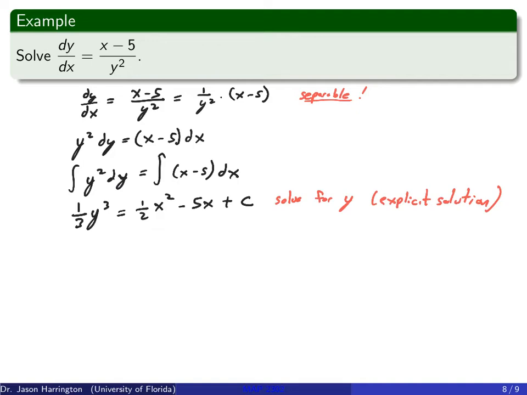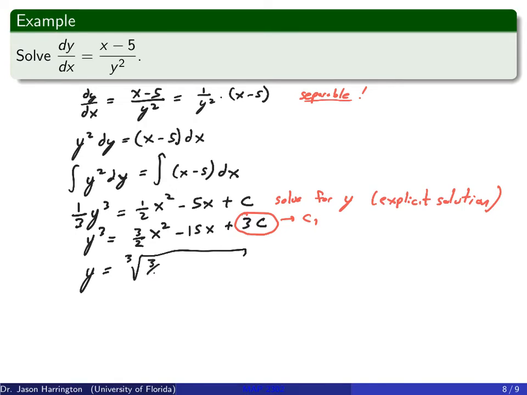So if I solve for y, the first thing I'm going to do is multiply everything through by 3. So I have y cubed is equal to 3/2 x squared minus 15x plus 3 times the constant. And I'm going to rename this to a new constant, c1. Now to solve for y, I'm going to write y is equal to the cube root of 3/2 x squared minus 15x plus c1.